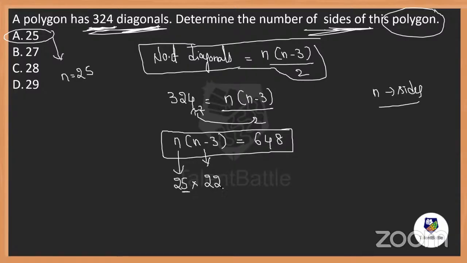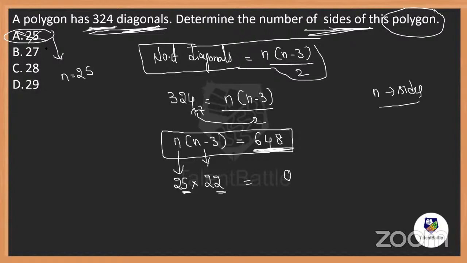Now, do you think the last digit of this will be 8? You need to get 648, right? What is the last digit of 25 into 22? It is 0. It's not 8. So that's wrong. That is not my answer. So definitely this option is wrong.